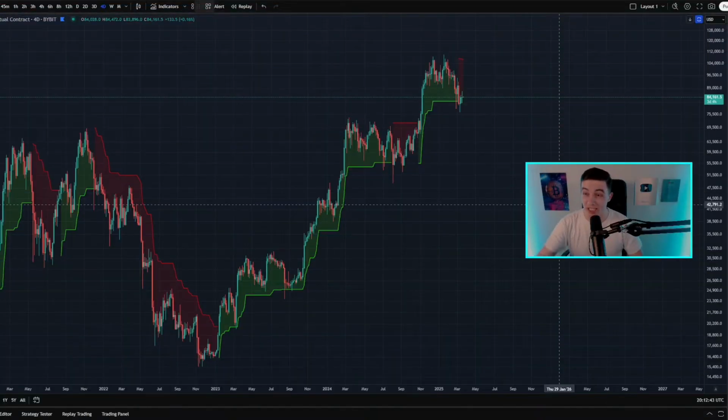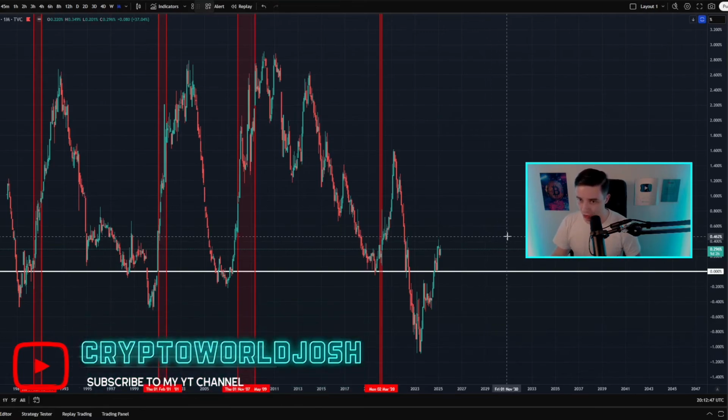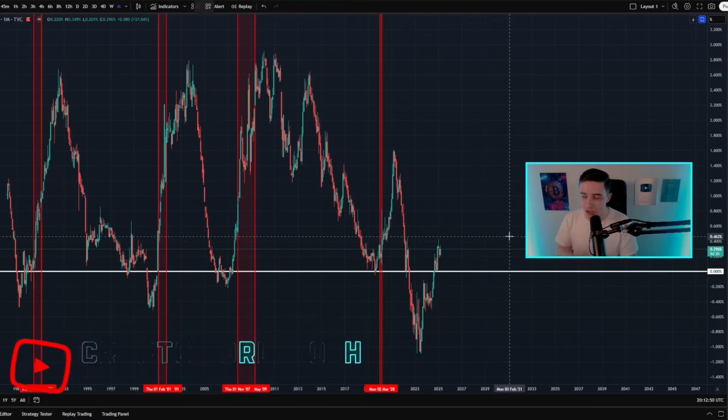First of all, just before we take a look at the Bitcoin charts today, we need to take a look at this chart right here, which is the 10-2 yield spread. So basically, in case you're new to all of this, this is the 10-year treasury yield minus the 2-year treasury yield. And so we're talking about US treasuries here.